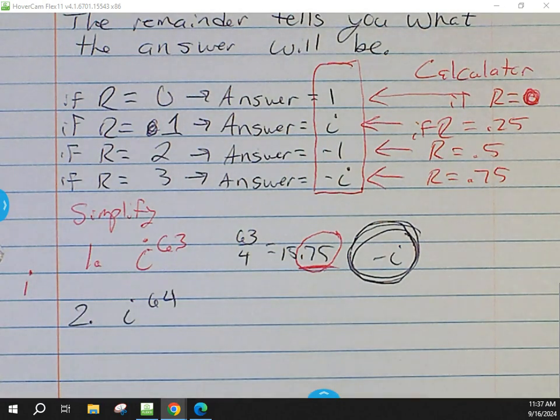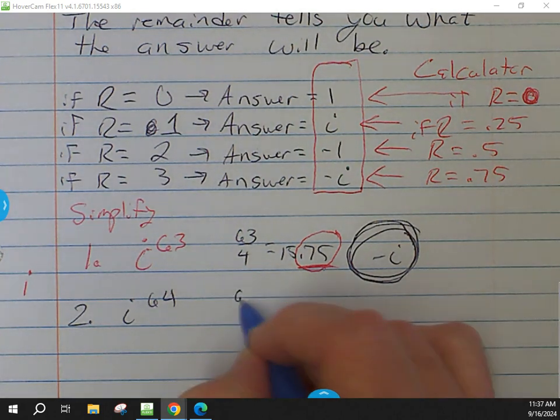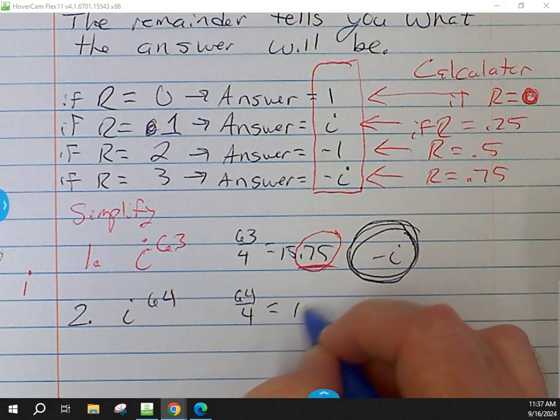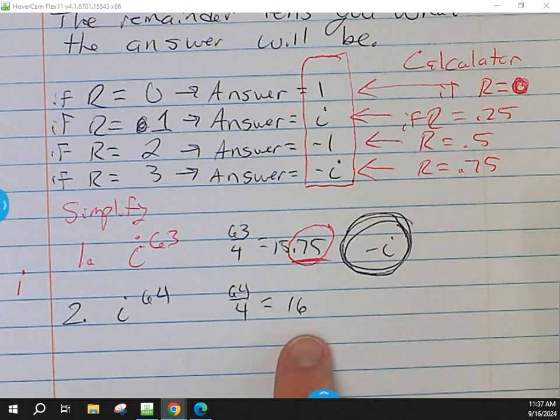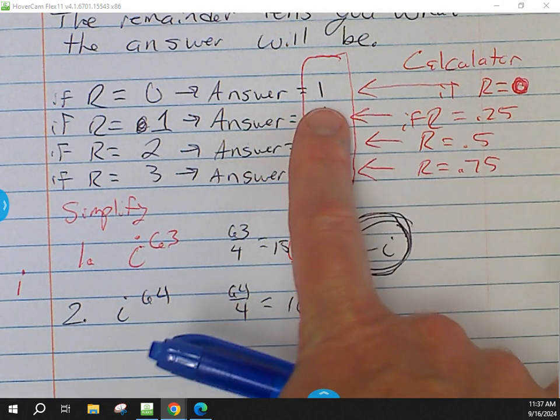Okay, if it's i to the 64, just changing it to be something different there. Again, you're just going to take 64 and divide it by 4. If you do, that comes out to be 16, which means there is no remainder, right? So if it comes out evenly, remainder 0. So then your answer is 1.